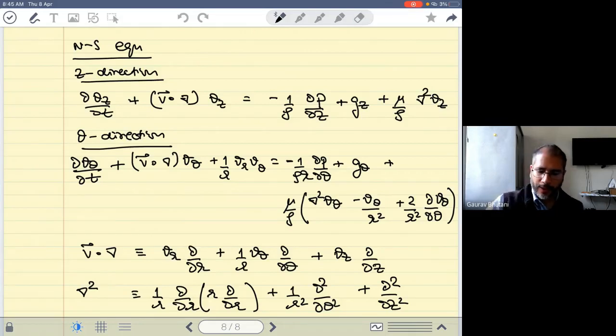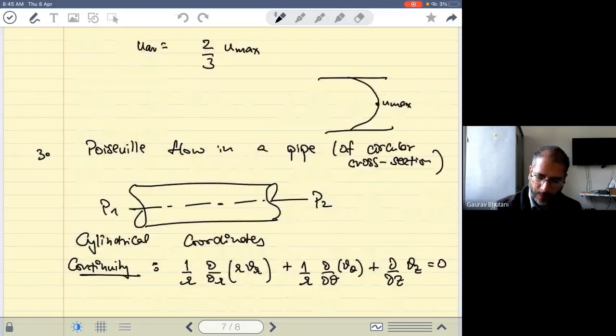Okay, so these are the Navier-Stokes equations. Now, for this case that we are talking about, that is flow inside the circular cross-section pipe, you have to apply the continuity equation first. Again, very similar ideas. Now, you know that the flow will only be in the z direction. There will be no r direction flow.